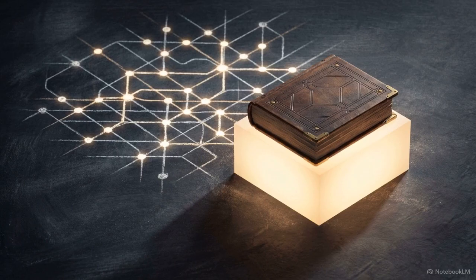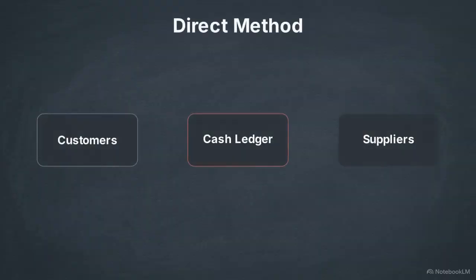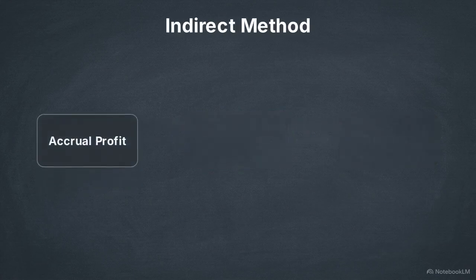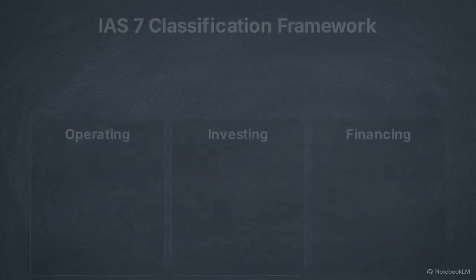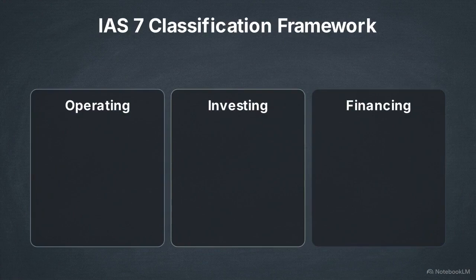IAS 7 is the international accounting standard governing the statement of cash flows. Its core objective is standardizing how we map actual corporate cash movements. Under this standard, the direct method operates as a straightforward ledger, tracking raw, gross cash receipts from customers and direct payments to suppliers. This contrasts with the indirect method, which reverse engineers accrual profit to isolate true cash generation.